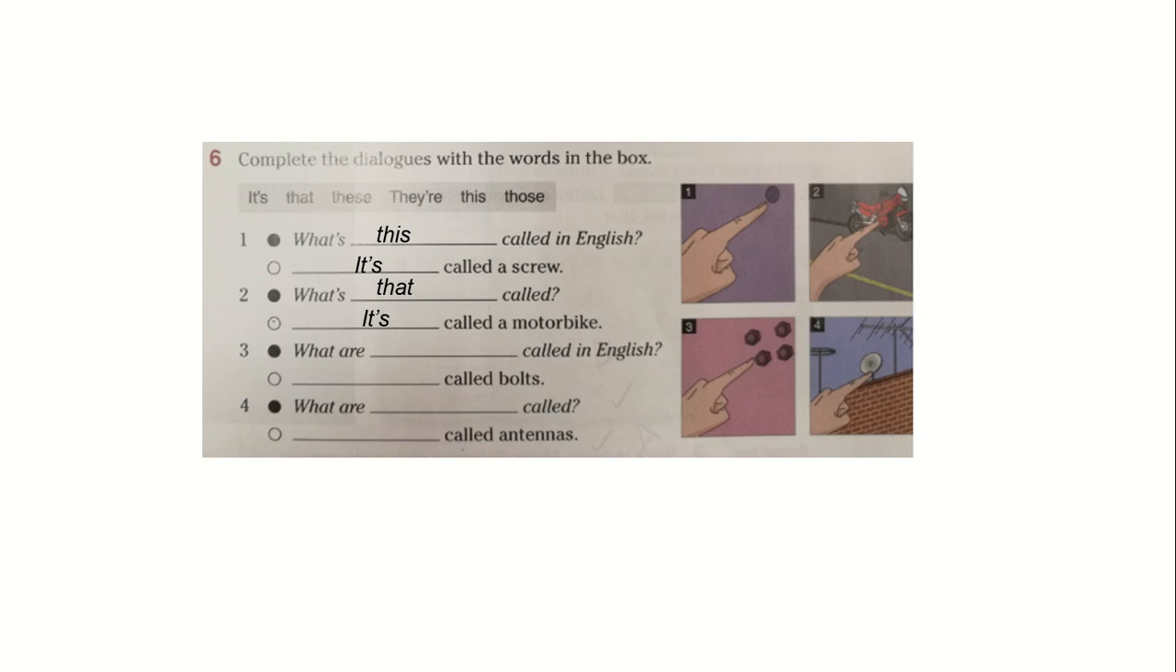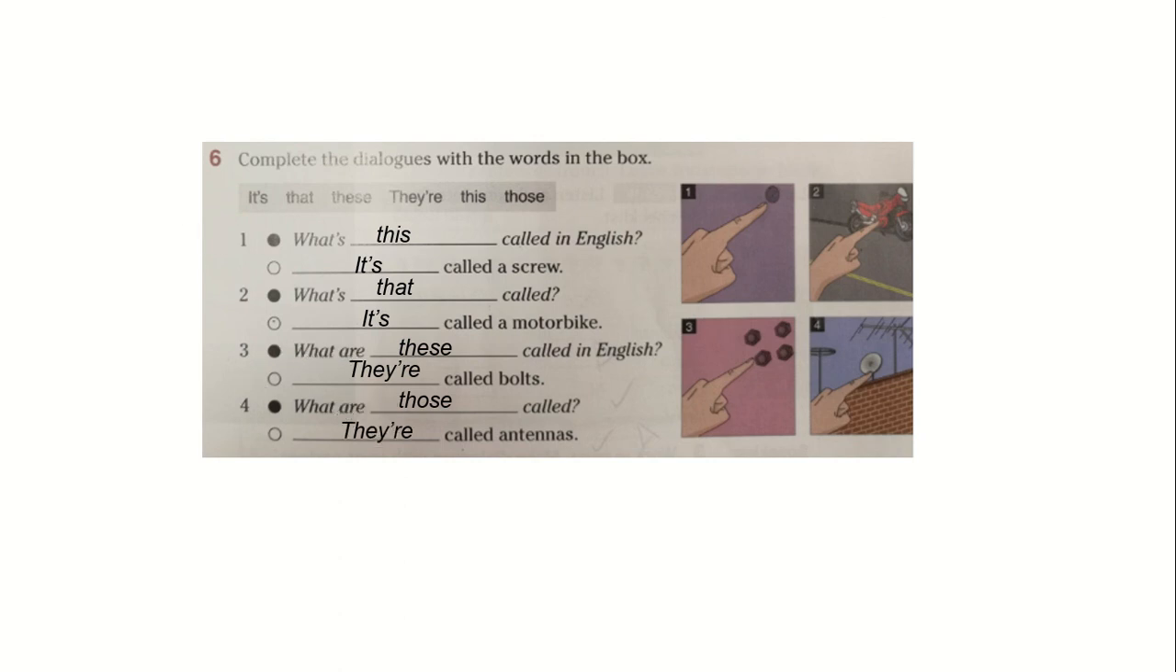Now I assume you have paused the video for a minute. Now let's check the answers. Number 3, what are those or these? These, very good, they are near. What are these called in English? They're called bolts. Now for picture 4, what are these or those? Those, very good, because they are far from you, and the answer is they're called antennas.